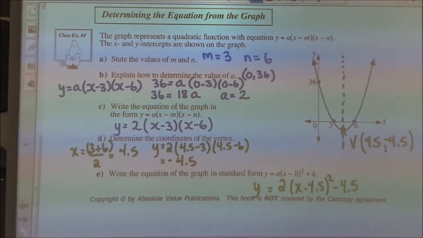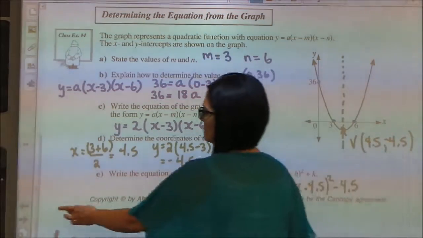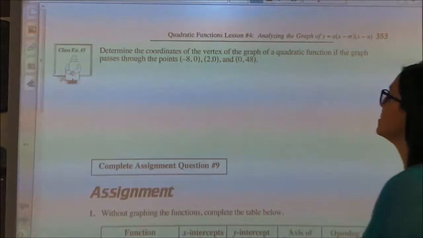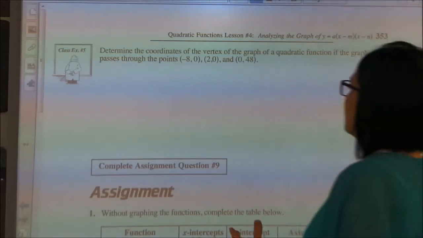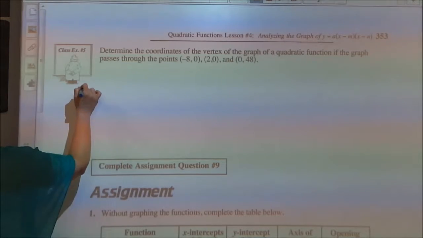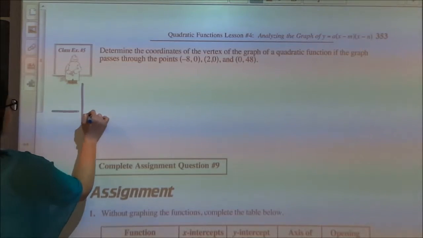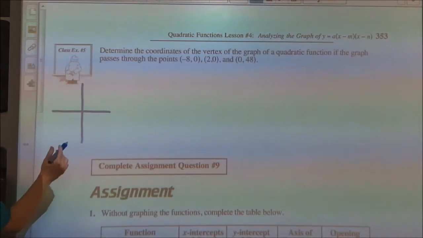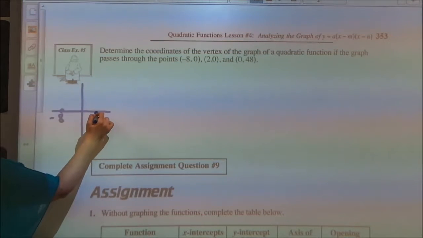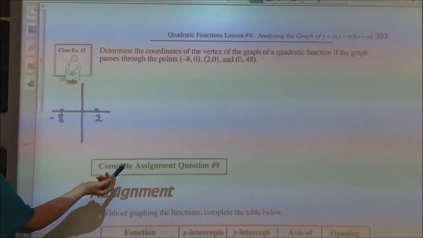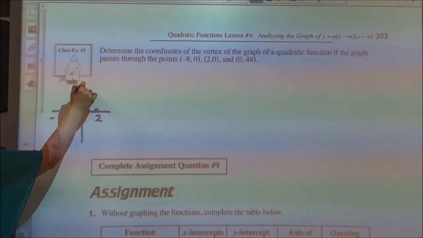Okay, we have one final question. Determine the coordinates of the vertex of the graph of the quadratic function if it passes through the following points. So if we were to do a quick sketch, this is going to pass through the points. I've got (-8, 0). I've got (2, 0). And then I've got (0, 48).